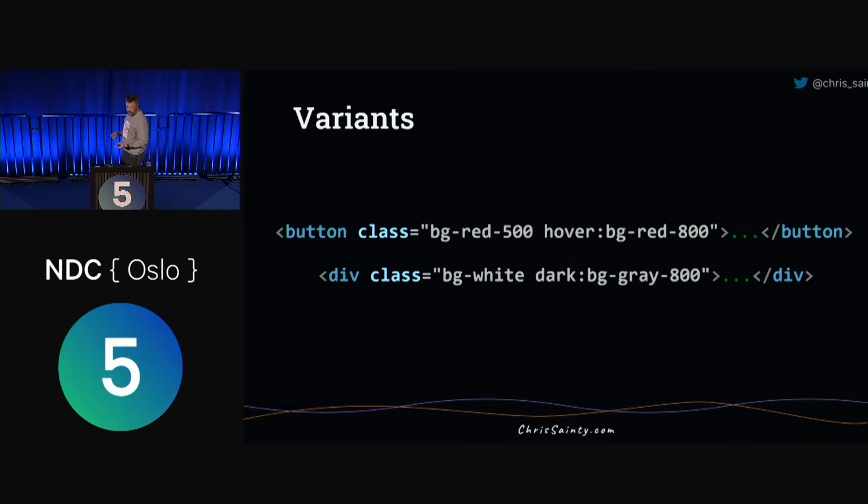So on a button, for example, if we want a hover effect, we can say that by default we want a background of red 500, which is BG red 500. But on hover, we just stick hover in front of that, and then we say what we want it to change to. So BG red 800, and that's our hover effect. And then the other example there is a dark mode. So by default, in light mode, we're going to do BG white, but when it's dark mode, we're going to do BG gray 800. Okay?